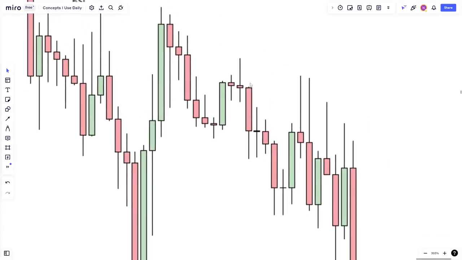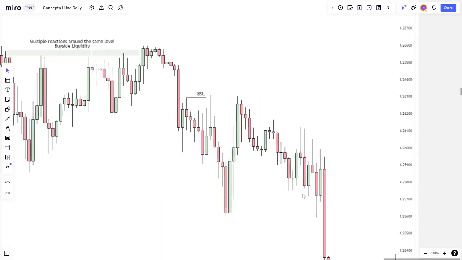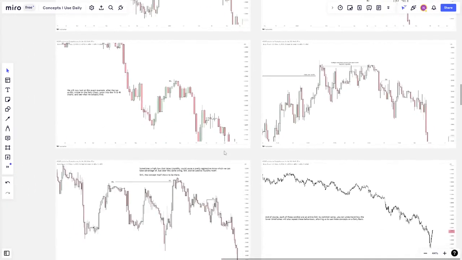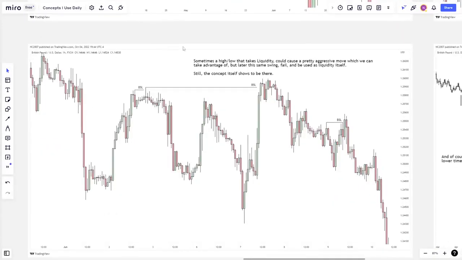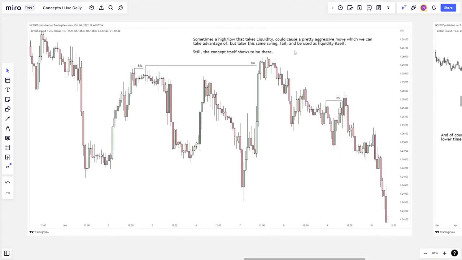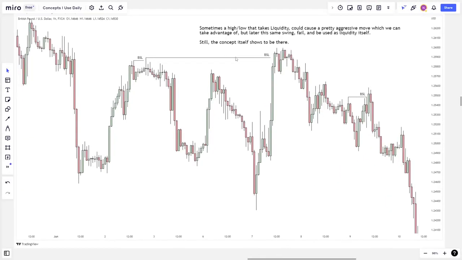In the lower time frames, maybe the 5 to 15 minute, this couple of highs are pretty clear buy side liquidity, or maybe even this high, or maybe even this high, right? So that's when the multi-time frame analysis also comes in play. Now further, still the 1 hour, sometimes a high or low that takes liquidity could cause a pretty aggressive move, which we can take advantage of, but later this same swing fails and is used as liquidity itself. Still, the concept itself shows to be there.